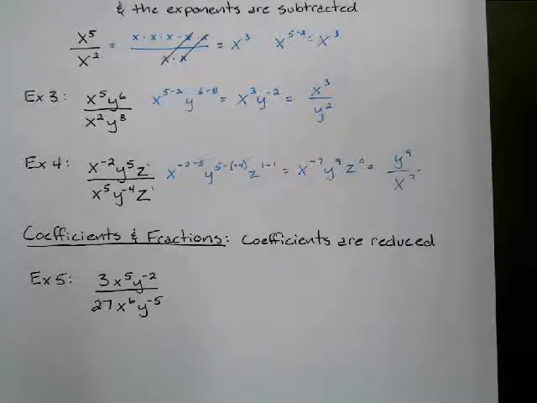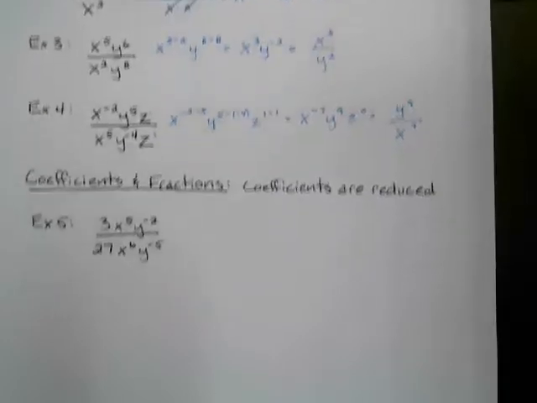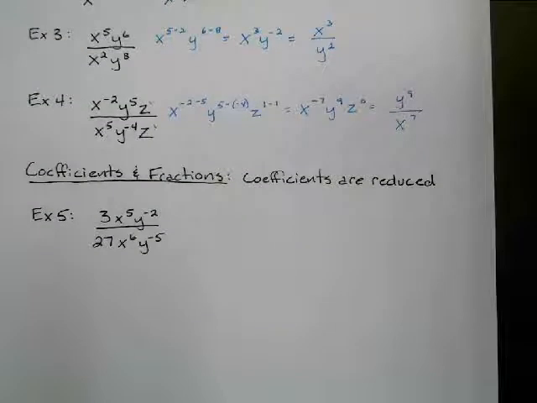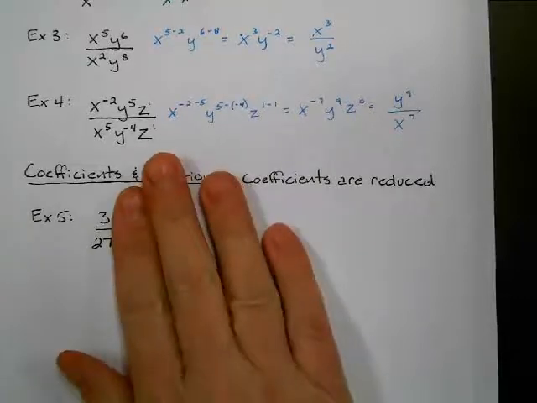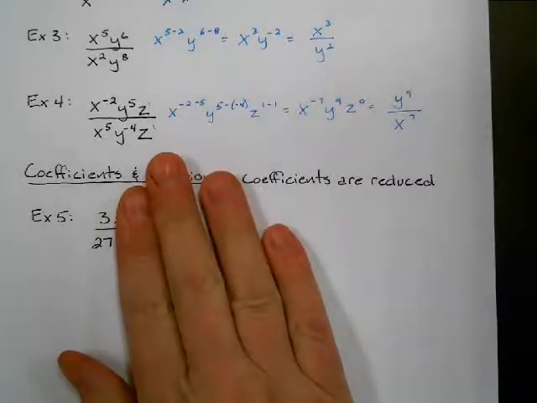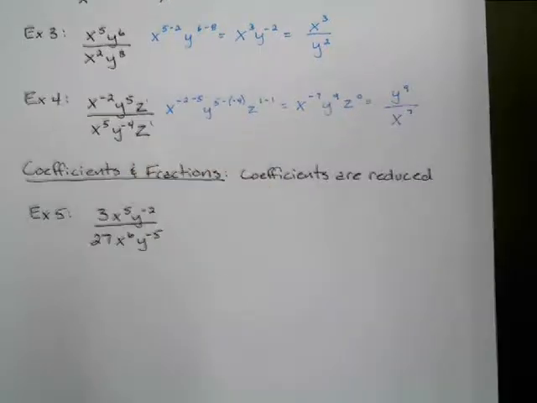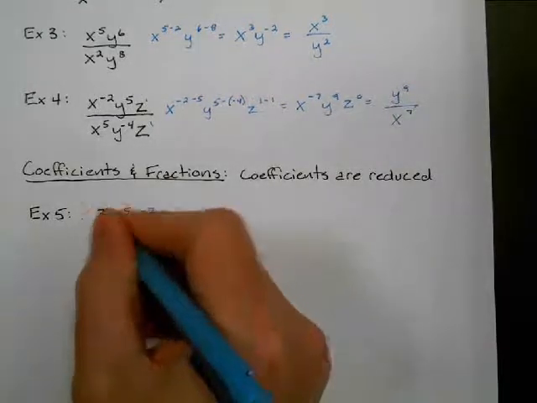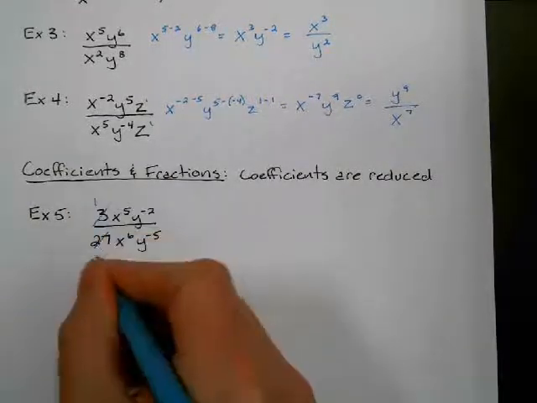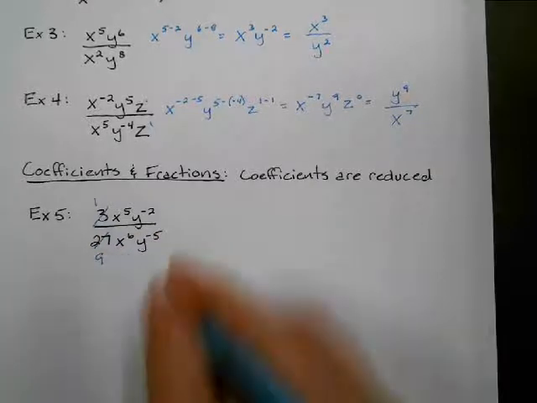Last one. So when we have coefficients in these dividing problems, we're just going to reduce them like it was a problem without any of the variables. So if I just gave you 3 over 27, you would reduce it. And so coefficients behave normally. So that's what we're going to do in this problem. 3 and 27, they reduce. 3 goes into 3 once. 3 goes into 27 9 times. So 3 over 27 reduces to 1 over 9.